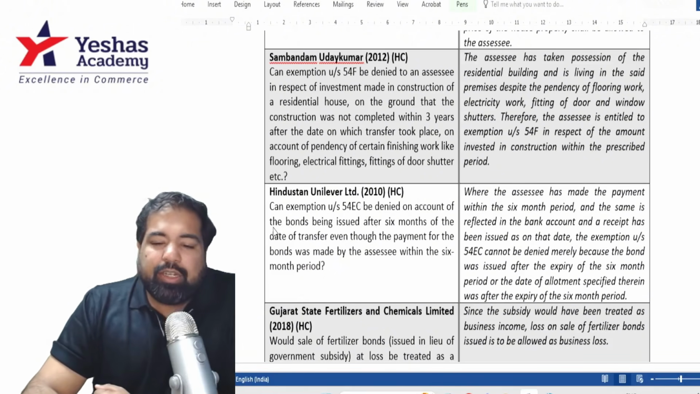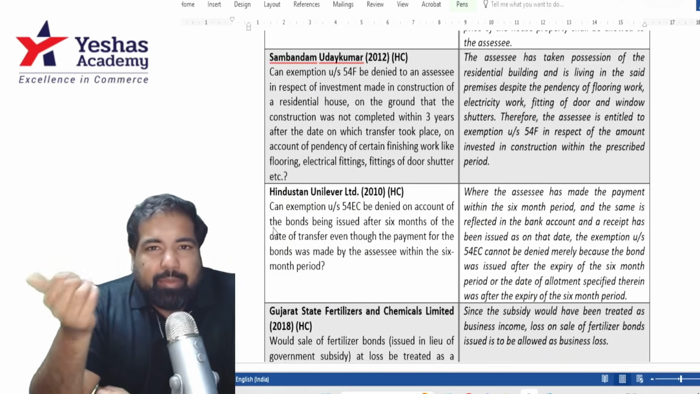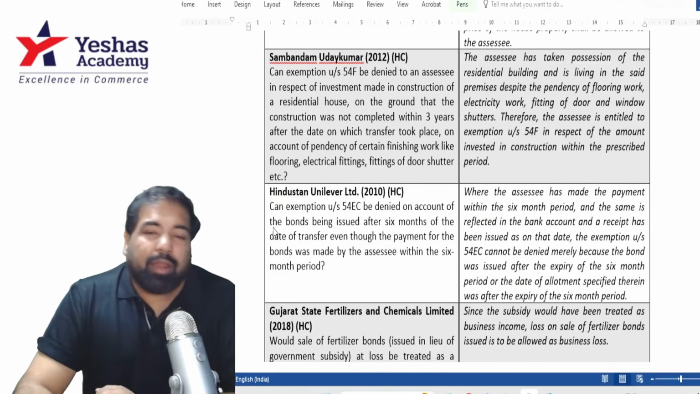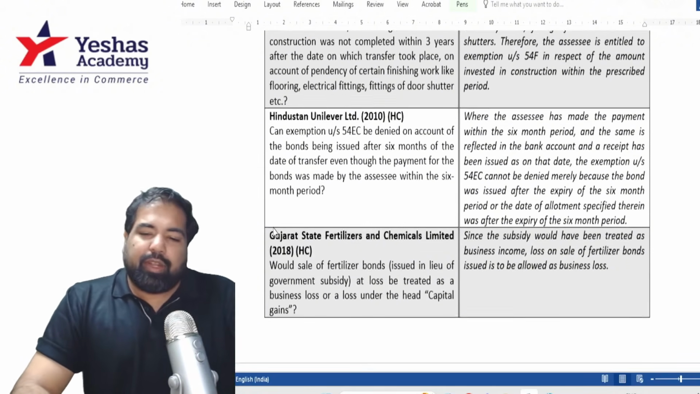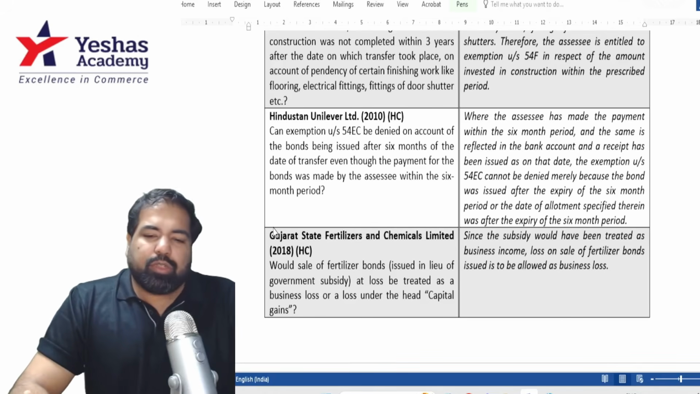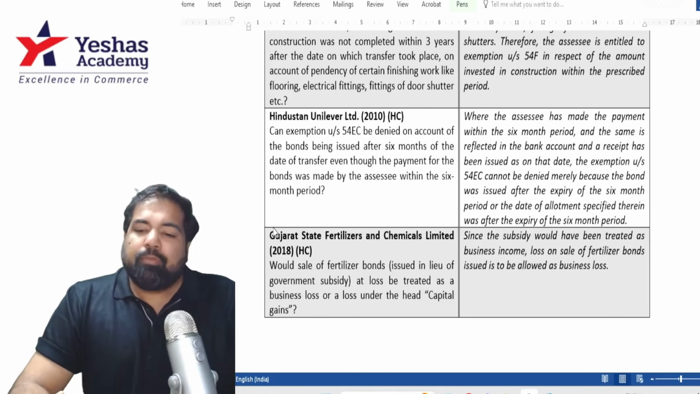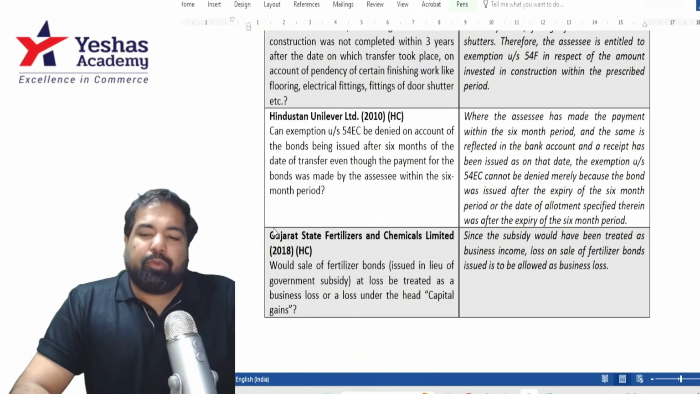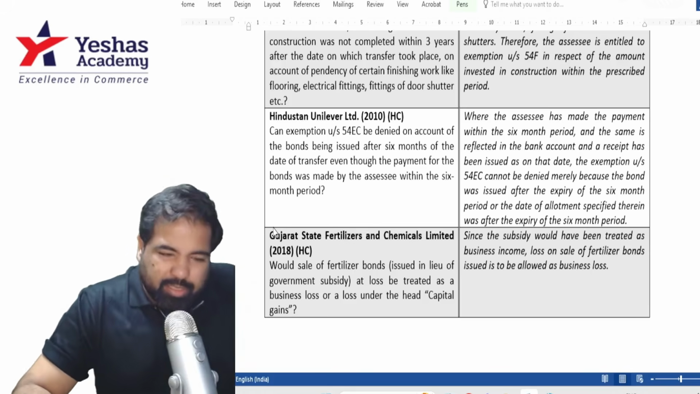Hindustan Unilever, here under 54EC, you need to purchase the bonds within 6 months. They paid the money within 6 months, but the bonds were allotted to them after 6 months. Is 54EC still allowed? Yes, it is allowable. Next, Gujarat State Fertilizers and Chemicals, again not very important. Would the sale of fertilizer bonds at a loss be treated as business loss or loss under the head capital gain? It is to be treated as a business loss because the subsidy would have been treated as business income, so it is connected to their business and hence it will be considered a business loss.